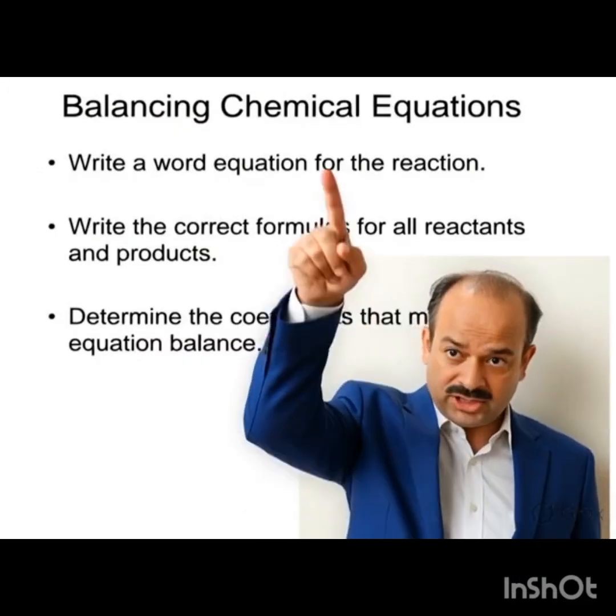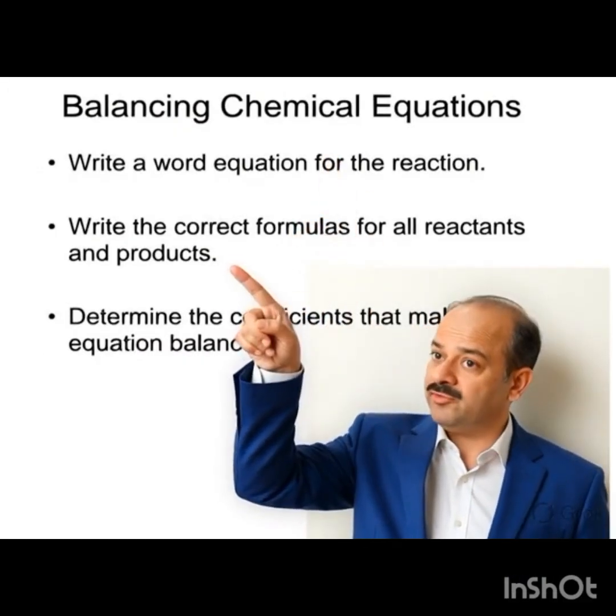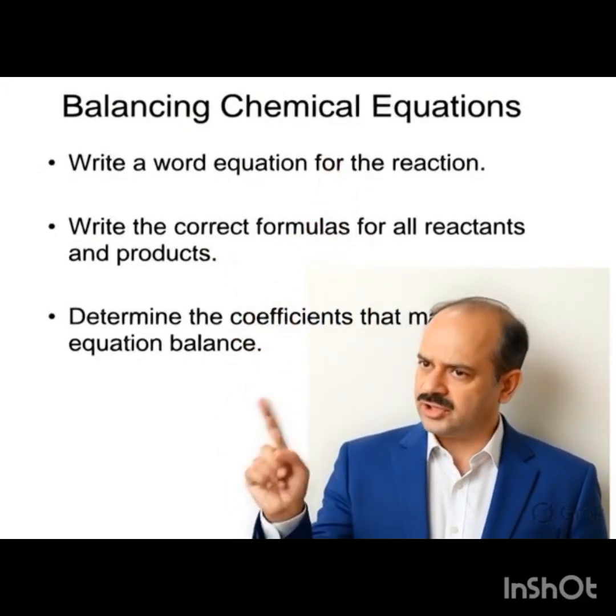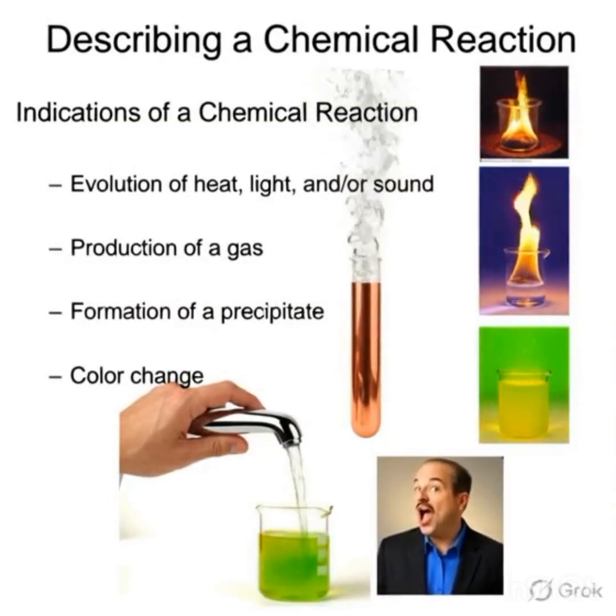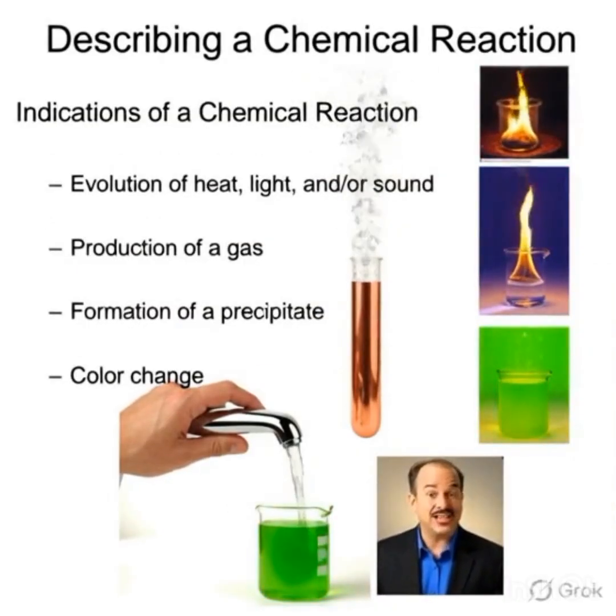First, write a word equation for the reaction. Next, write the correct formulas for all reactants and products. Then, determine the coefficients that balance the equation. Chemical reactions are indicated by evolution of heat, light, or sound, production of a gas, and a color change.